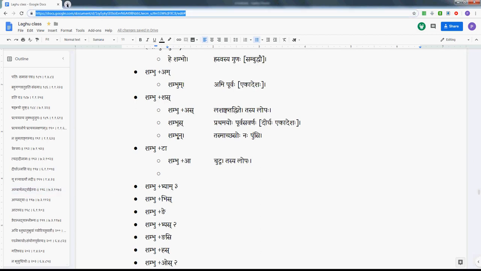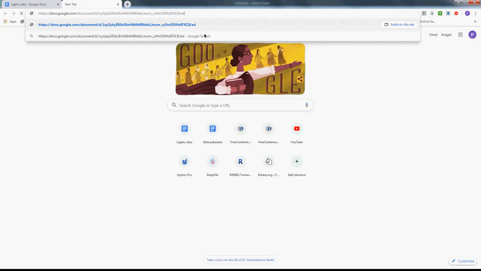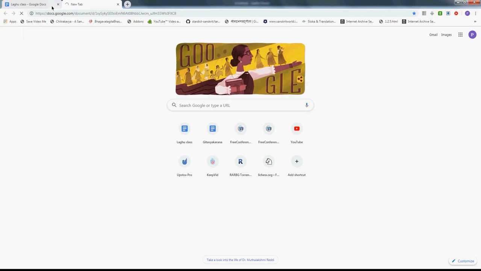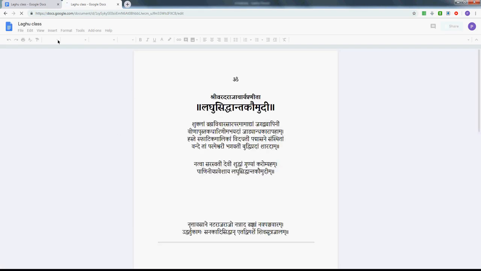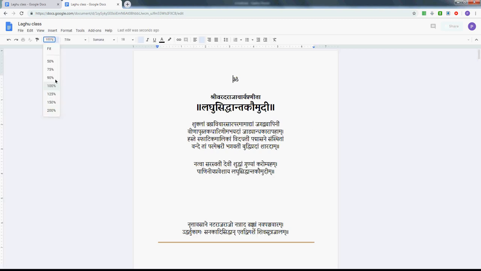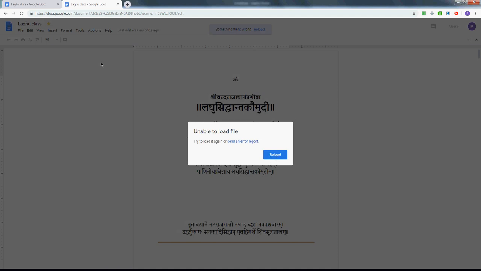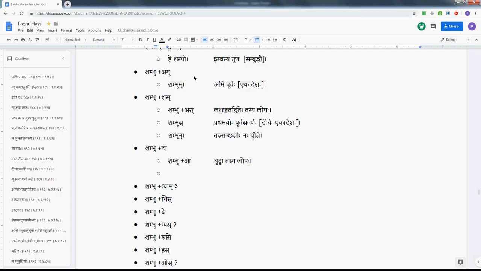Okay, let's try to open another time so we don't have to go back and forth. Let me try. So we have the Sutravrti also at hand, so we don't have to flip through pages and come back. Doesn't look like it's allowing to open again. Okay, let me try.